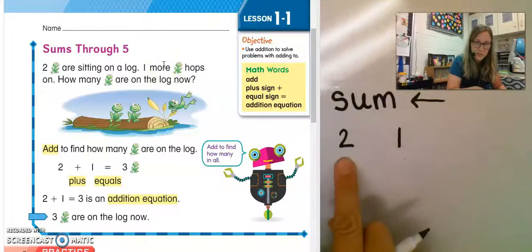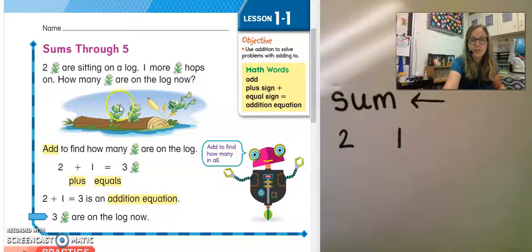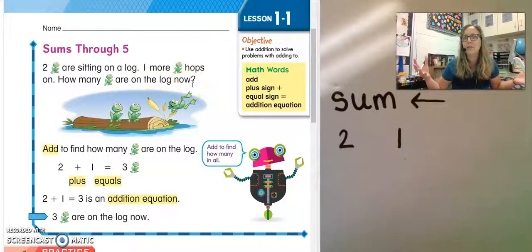So I have 2 frogs on a log, and then 1 more hops on. In the picture here, you can see there's 2 frogs on the log, and 1 more hops on. And now the question here, which I want you to underline or draw a line underneath, says, how many frogs are on the log now? So that's what we're trying to figure out the answer to. How many frogs are on the log now?